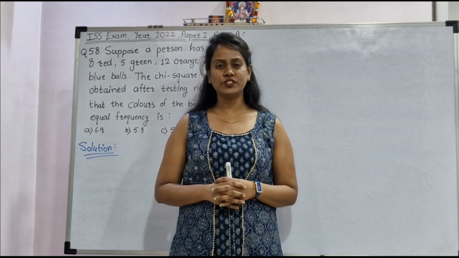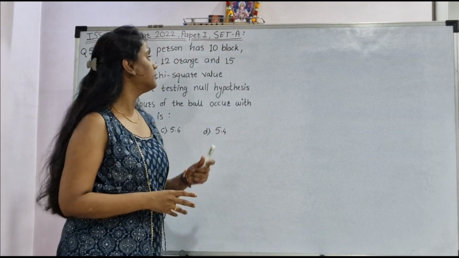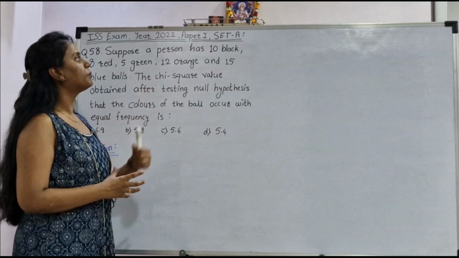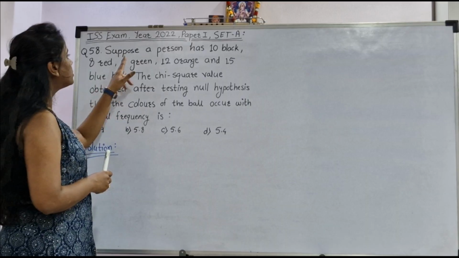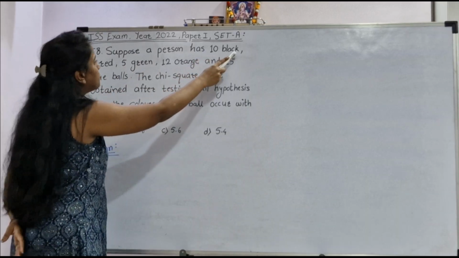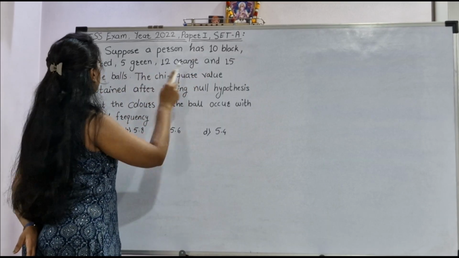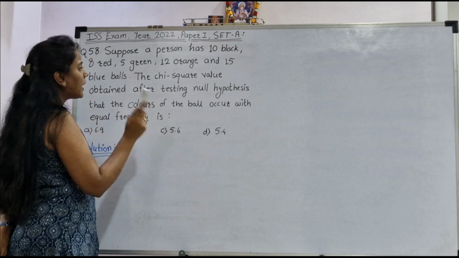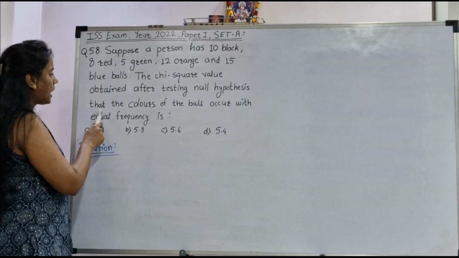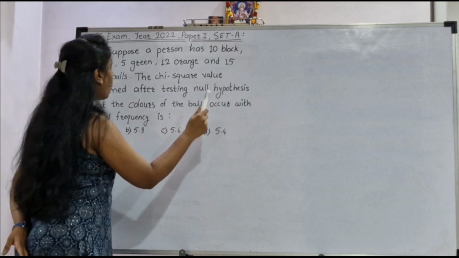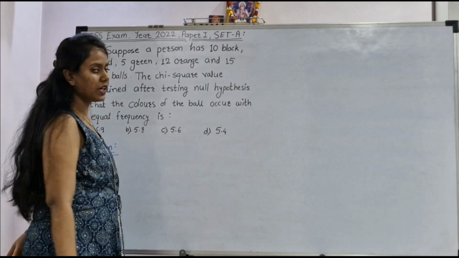In today's video lecture, we will discuss a multiple choice question from ISS exam year 2022 paper 1 set A. Question number 58. Suppose a person has 10 black, 8 red, 5 green, 12 orange and 15 blue balls. The chi-square value obtained after testing the null hypothesis that the colors of the ball occur with equal frequency is, and here 4 options are given.